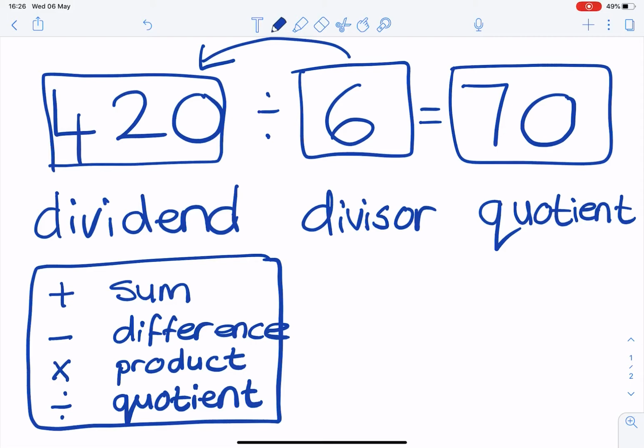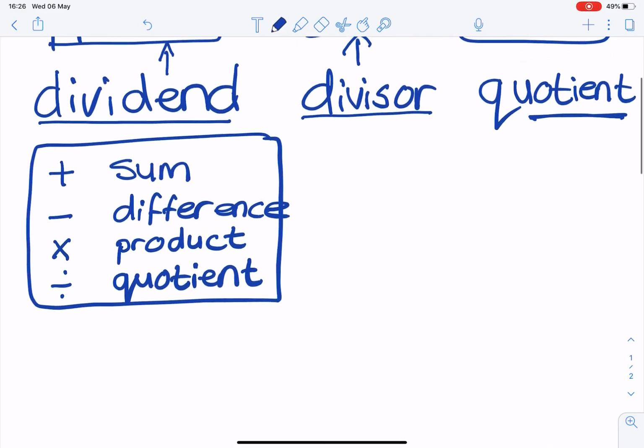So, the dividend is the number that you are dividing into, the big number. The divisor is the number that you are using to divide into the dividend, and then your answer is the quotient. These are names that you will need to remember. So my suggestion is that you learn those. Exercise 70A. Let's have a look.